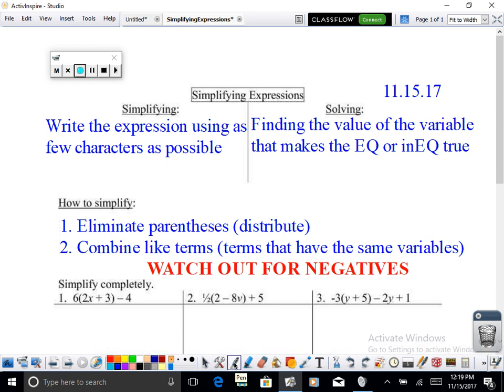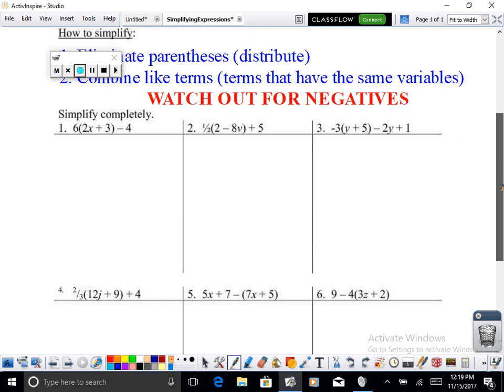Okay, we need to make sure that we're watching out for negatives. In all of this, we need to watch out for those negatives. Remember, negatives don't really change what we're going to do, but we need to be aware of it. Okay, so let's take a look at a couple of these examples.